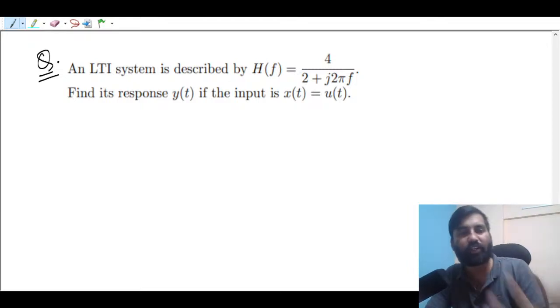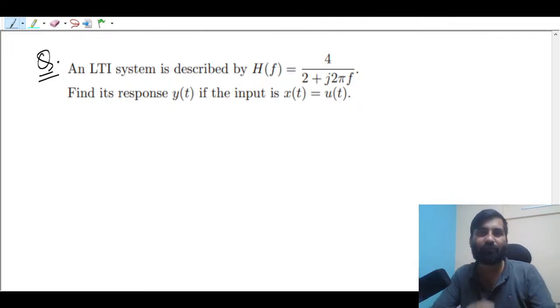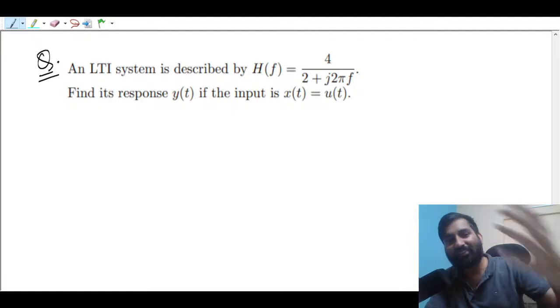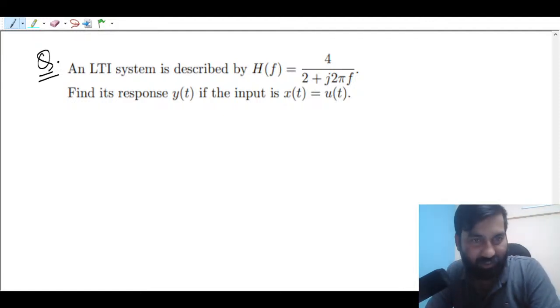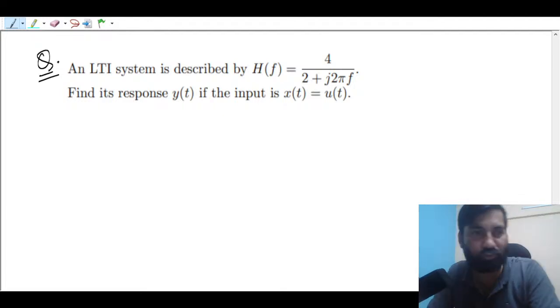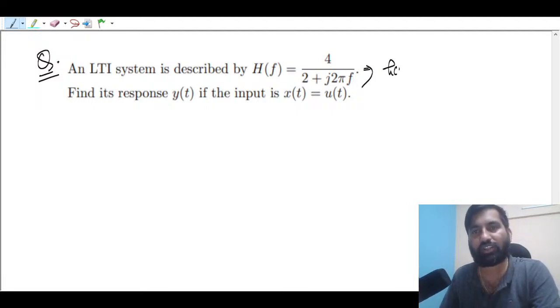You know, the Fourier transform of u(t) is 1 by jω. ठीक है. So मेरा सजेशन रहेगा कि आप इसका टाइम डोमेन निकालिए, s(t) निकालिए और डायरेक्टली कन्वोल्यूशन. आपको पता है कि किसी भी सिग्नल का अगर आप u(t) के साथ कन्वोल्यूशन करते हैं तो सिंपल इंटीग्रेशन हो जाता है. तो you know, it's not that difficult. So first of all you can find out h(t).